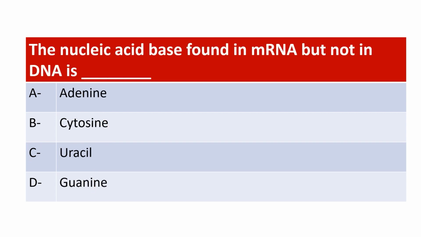The nucleic acid base found in mRNA, but not in DNA. So we are looking for a nucleobase, or a nitrogenous base, which is a part of mRNA, but not DNA. Very easy. It's uracil. In DNA, there is a thymine instead of uracil. So adenine, cytosine, and guanine are common bases found in both DNA and RNA. But uracil is not common. It's in RNA, not DNA.